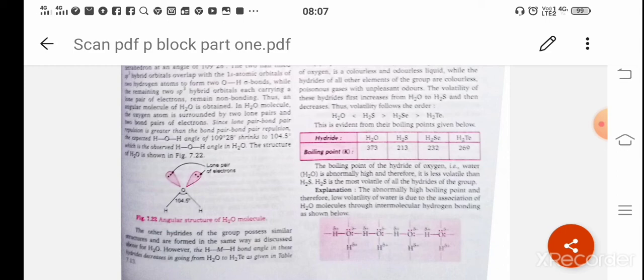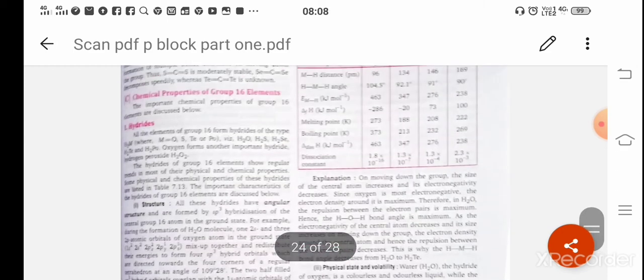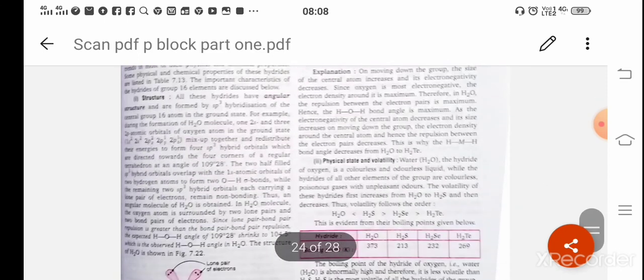So here is the molecule of H2O, then H2S. All these molecules follow the same structure, but only differ in the bond angle. Down the group the bond angle decreases due to increase in size.